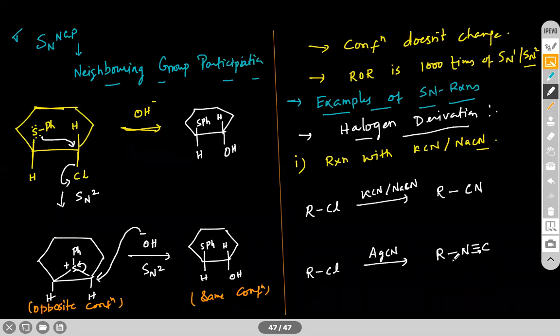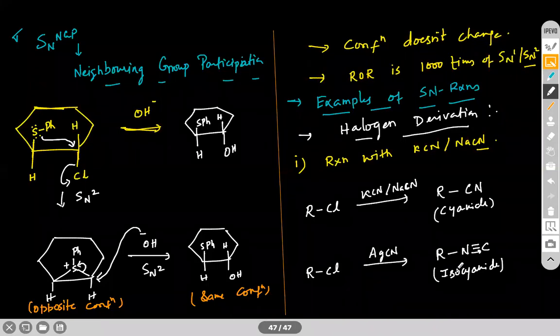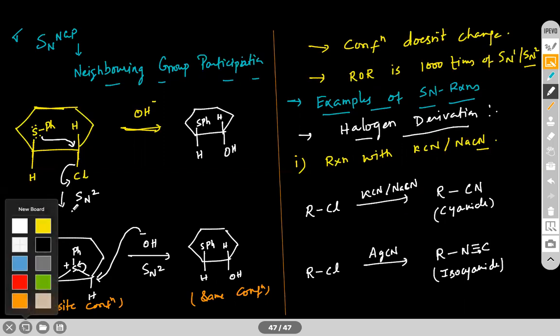What is the reason for this? So KCN is ionic, AgCN is covalent. Okay. So this we get cyanide since KCN is ionic, and this we get isocyanide since AgCN is covalent. So what difference do we have in the two? How does it affect the product of the reaction? Any idea? No?